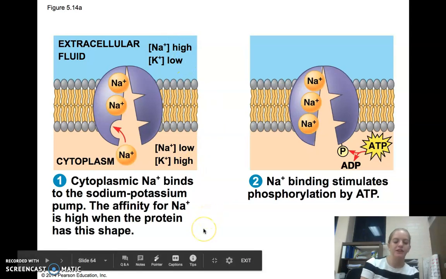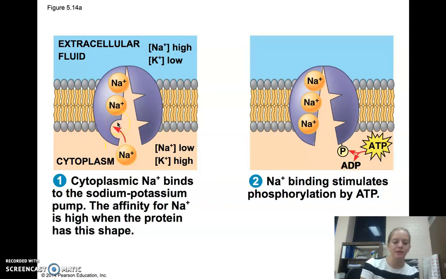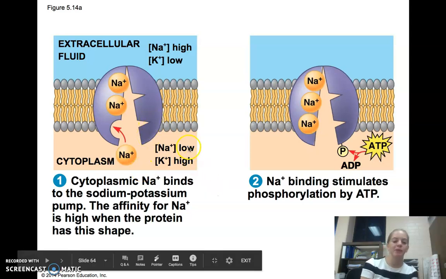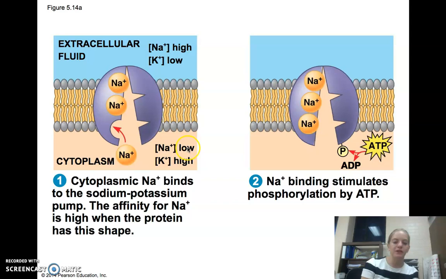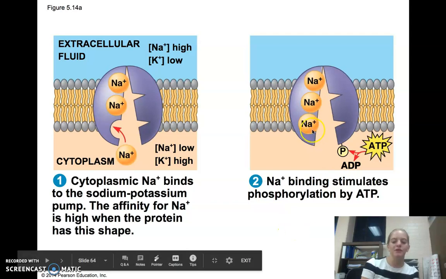So the sodium is going to bind to the sodium-potassium pump, which is just this transport protein right here. And when the protein is in this shape, it's trying to get sodium to bind. So you can see it's low here and high here. So it's open because it wants the sodium to bind. When that sodium binds, something called phosphorylation happens.